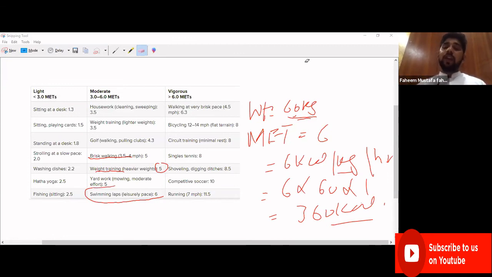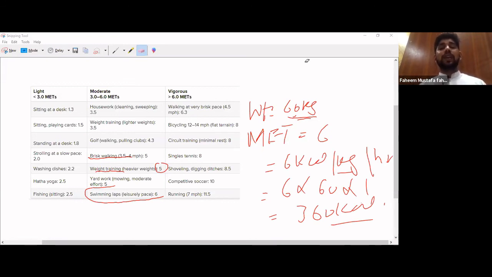So in this way, we can calculate the energy expenditure. We can calculate how much energy is required to perform any certain physical activity.